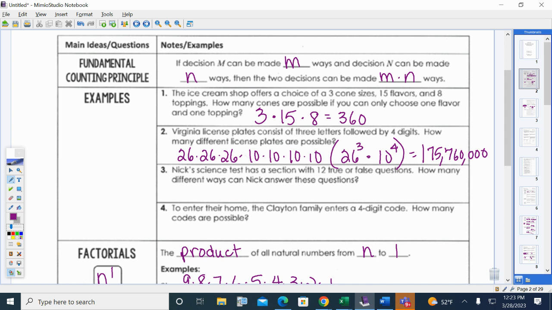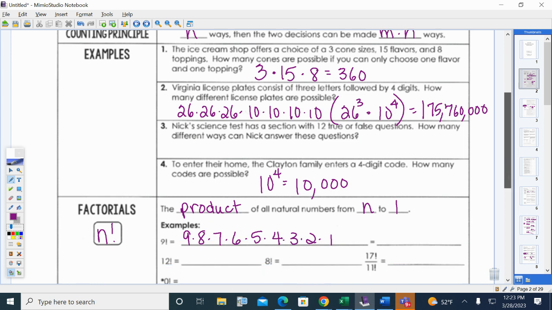Let me do one more in this section. Let's look at number 4. To enter their home, the Clayton family enters a 4-digit code. How many codes are possible? So you can look at that as 10 times 10 times 10 times 10, or 10 to the 4th power, which is going to give us 10,000 different variations for that code.